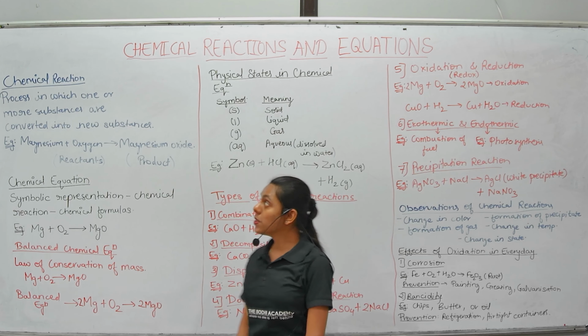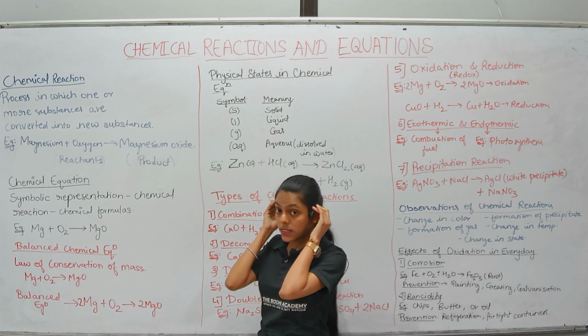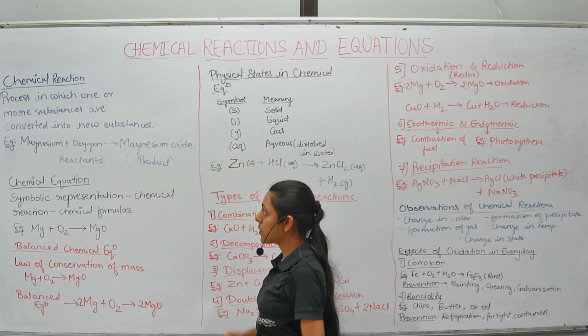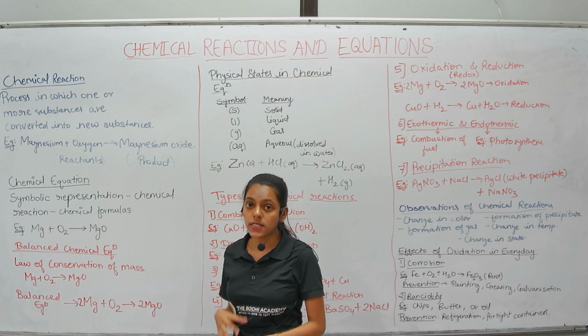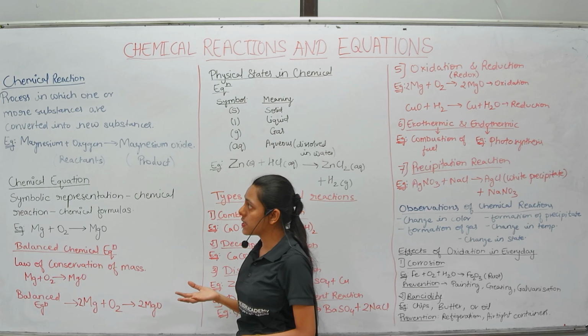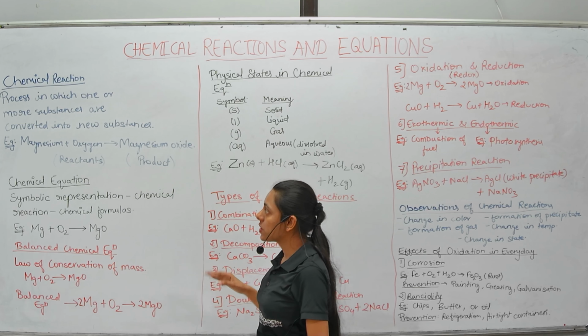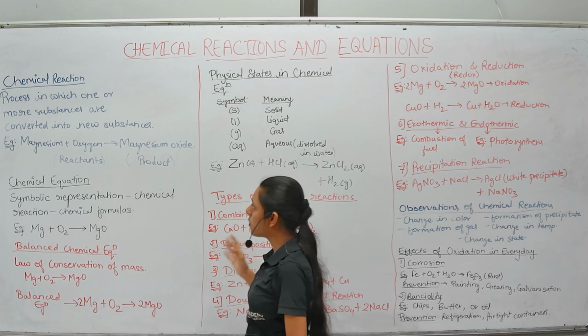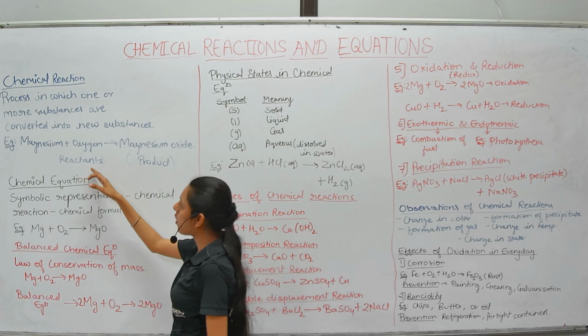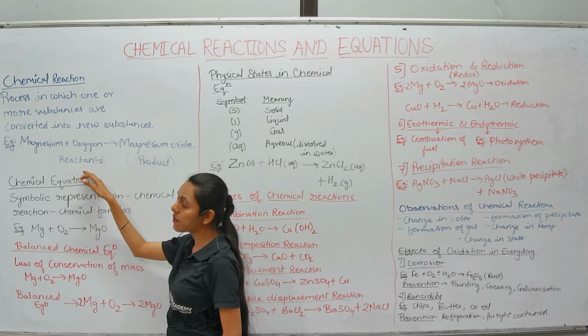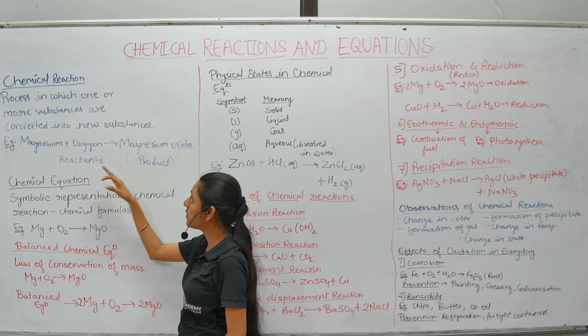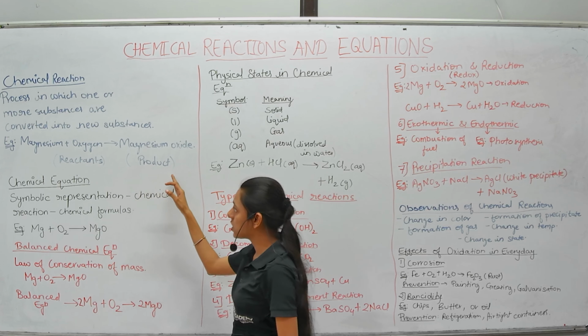Okay, so first we'll see what is a chemical reaction. It is a process in which one or more substances are converted into new substances. For example, magnesium plus oxygen will give magnesium oxide. So here magnesium and oxygen are reactants. Both of these will react with each other to give a product called magnesium oxide.